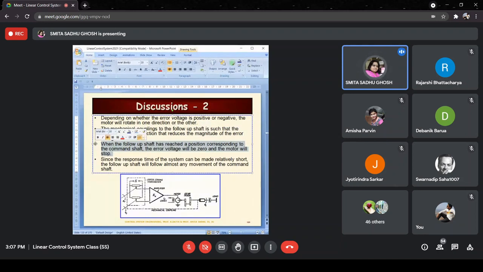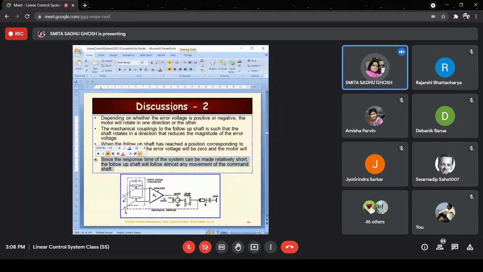Now, of course, some things I've already stated verbally, but I'll just read them out from here. When the follow-up shaft has reached a position corresponding to the command shaft, what will happen? Theta r is equal to theta c. The error voltage will be zero and the motor will stop. So I've already told you that. I hope you've understood. If not, you can interrupt me and ask me.